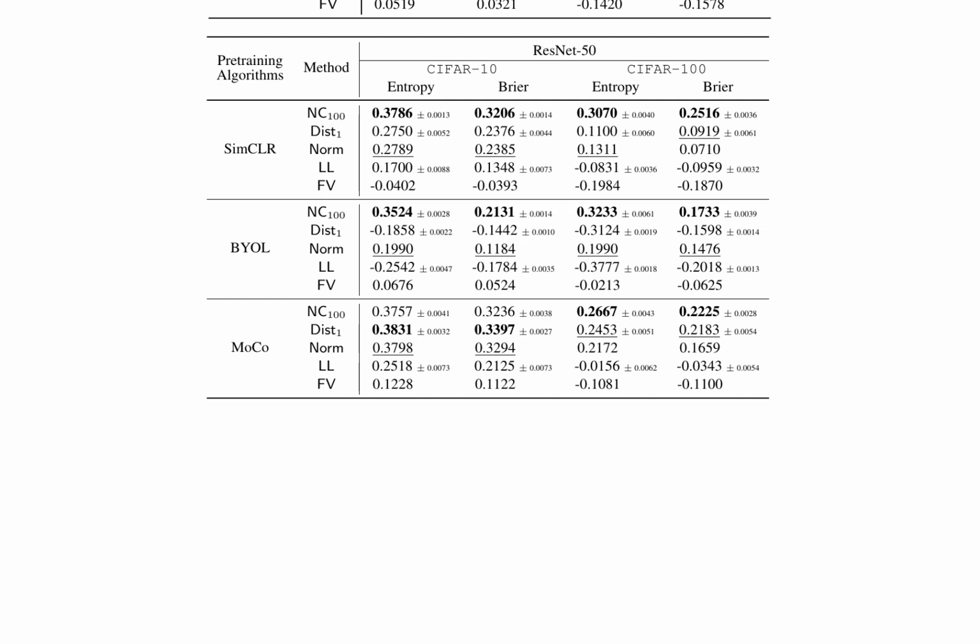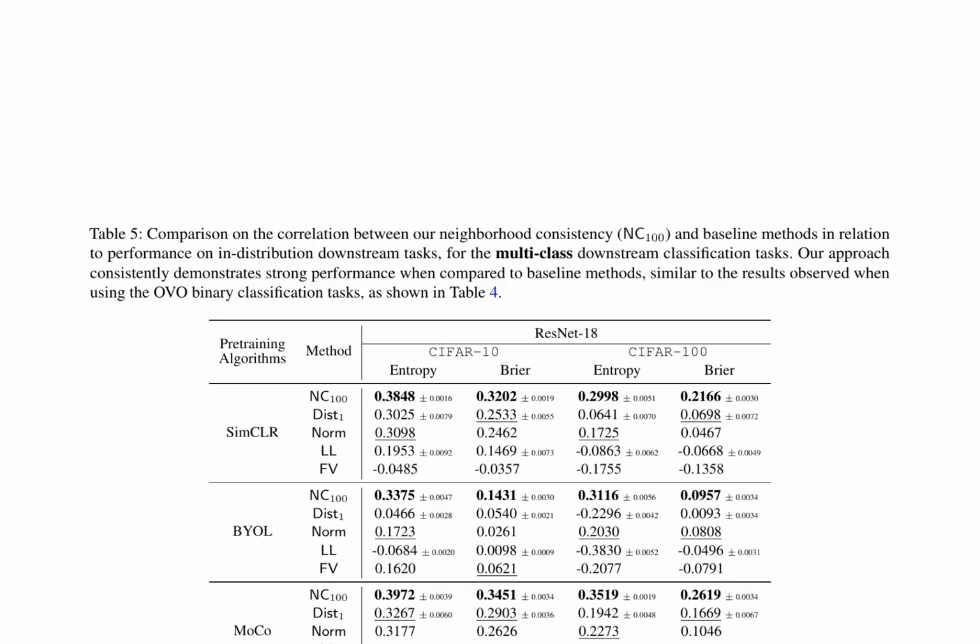This analysis demonstrates the importance of neighborhood consistency as a metric for evaluating feature quality during pre-training and highlights MoCo's ability to learn highly predictive features, especially when combined with feature normalization and fine-tuning. The table presents a comprehensive comparison of the correlation between the neighborhood consistency metric, NC100, and performance on in-distribution downstream tasks for multi-class classification tasks.